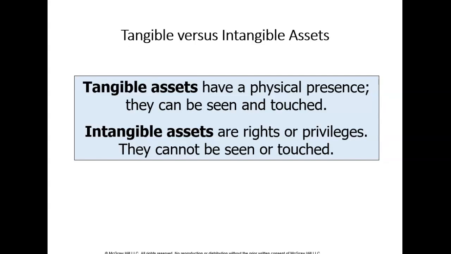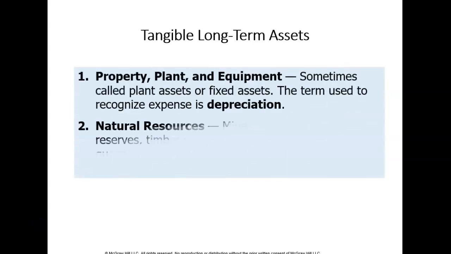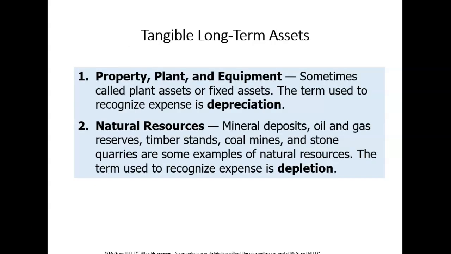In contrast, intangible assets cannot necessarily be seen or touched. However, when you own these intangible assets, you are granted certain rights and privileges, and we'll talk more about that in the latter section of this chapter. Okay? So with the tangible assets, we've got two different categories, what we call PP&E, which are your property, plant, and equipment assets, and your natural resources.